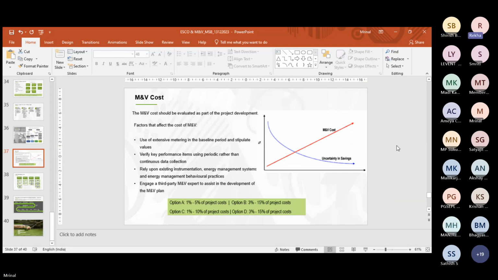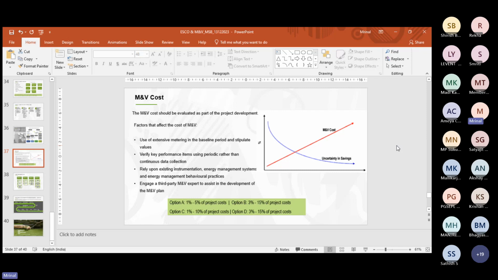In M&V cost variation in the baseline A, B, C, D models, there is 1 to 10% variation between A and C model and 3 to 15% between B and C model. So in that, how would we understand? I mean, is that 3 to 15% the overall cost of the project?